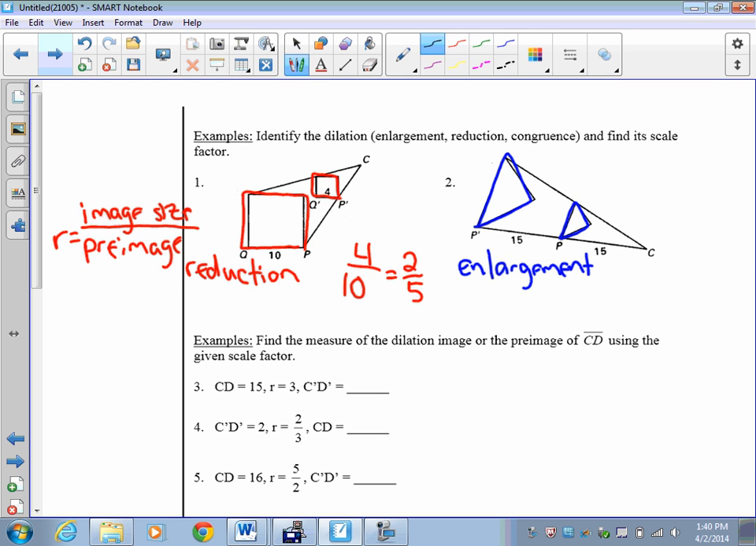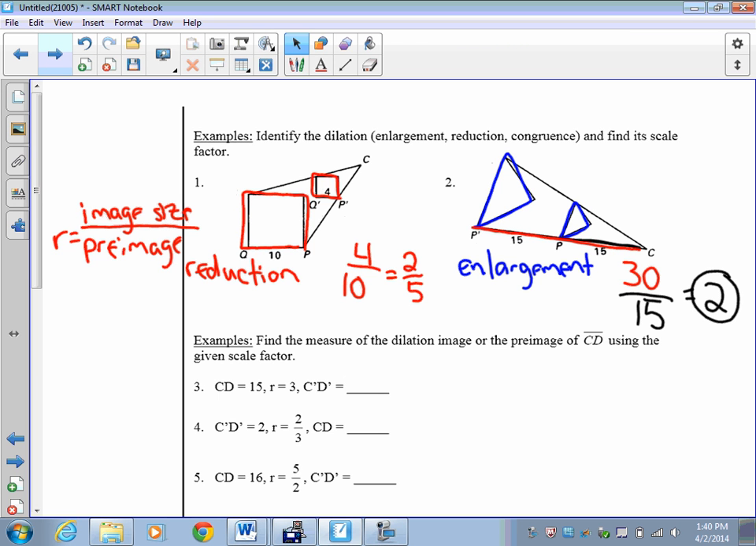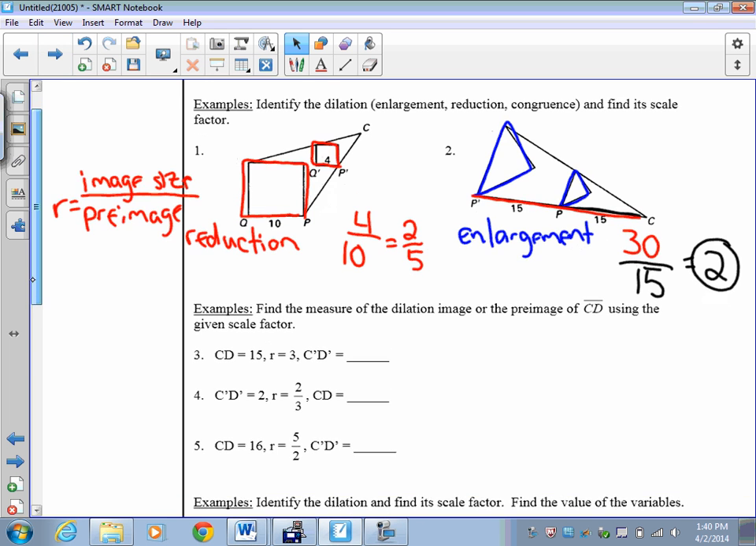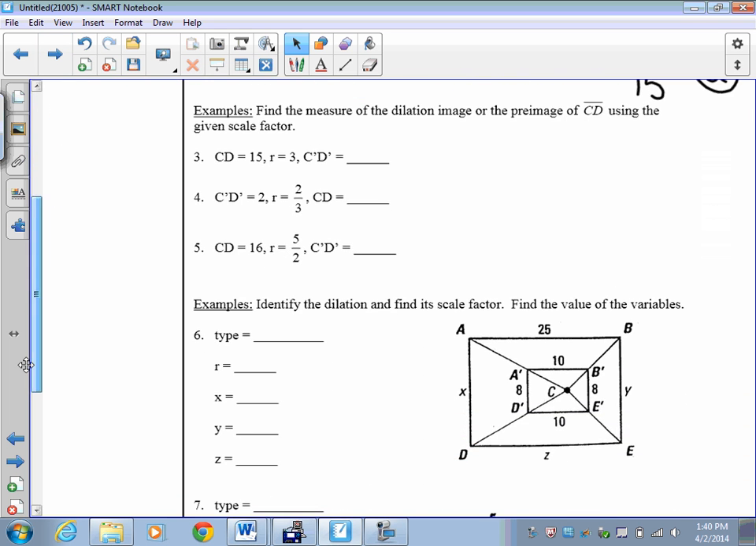So the first length we have is 15. That's our pre-image size, 15. The image size is 15 plus 15, which is 30. So the scale factor is going to be 2. So 15 plus 15. That's a mistake a lot of people make, and it's one that's pretty easy to see.